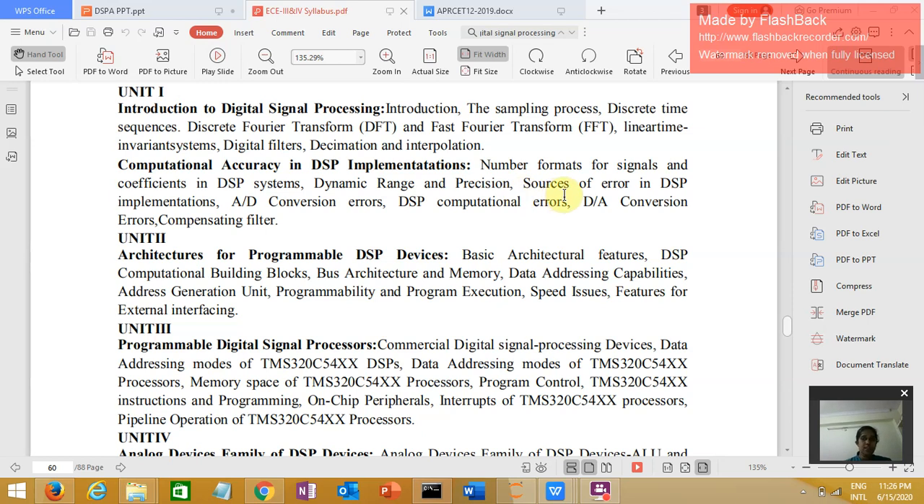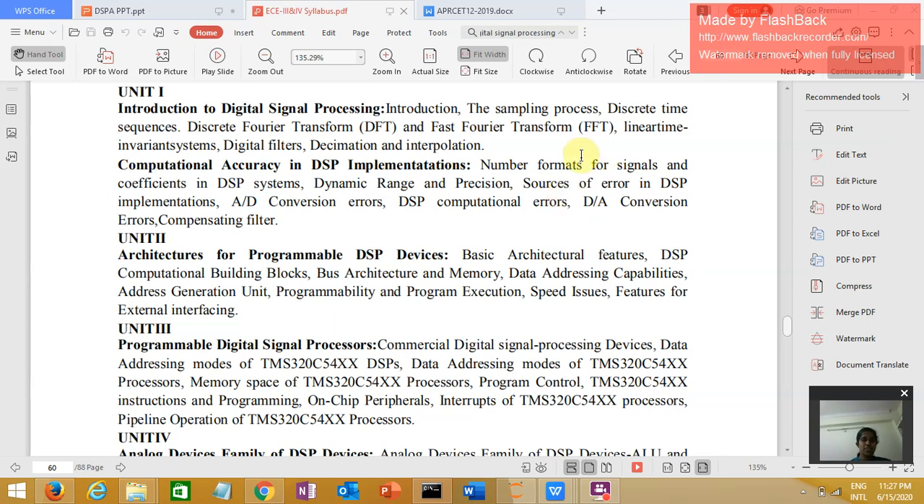Why are number formats required in digital signal processing? In a digital signal processor, signals are represented as numbers right from input through the different stages of processing to the output. The filters also require specific coefficients, which are also represented as numbers. So there are various ways of representing these numbers.